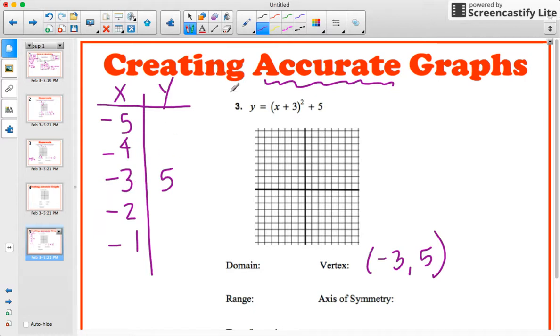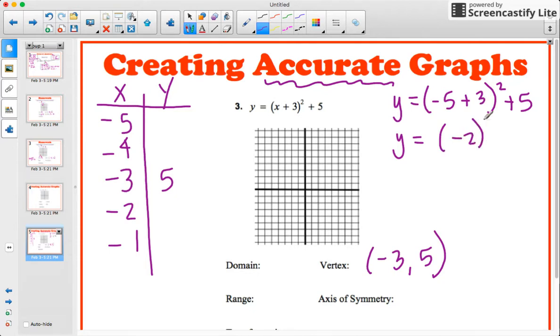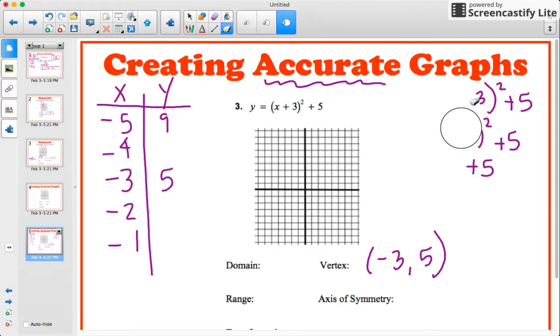So now what I can do is I can take that -5 and I can say y equals (-5 plus 3) squared plus 5. So I can say that y equals -5 plus 3 will give me (-2) squared plus 5. Y equals -2 times -2 is 4, plus 5. So here, this will give me a value of 9. So let's do another one together.